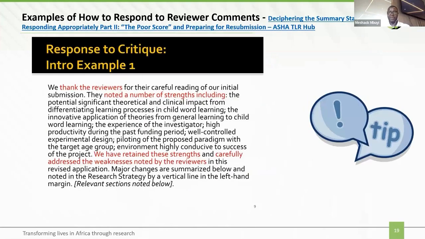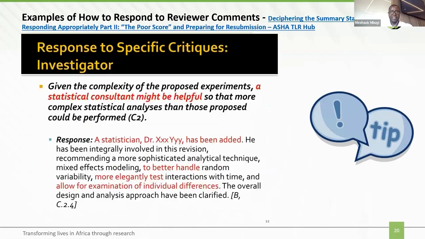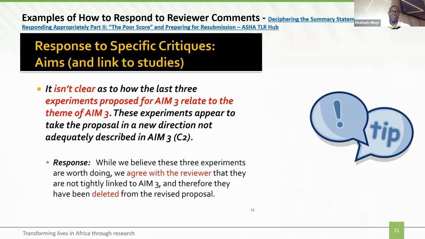Here are a few examples of when the critique is in. Let me go to this one. Investigator. Given the complexity of the proposed experiments, a statistical consultant might be helpful, so that more complex statistical analysis than those proposed could be performed. So this comes to you as a reviewer comment. Then how do you respond to it? So you can see the response. A statistician, Dr. XY, has been added. Then you say, what does the statistician add? So it's very, very critical to be able to respond to all the review comments.